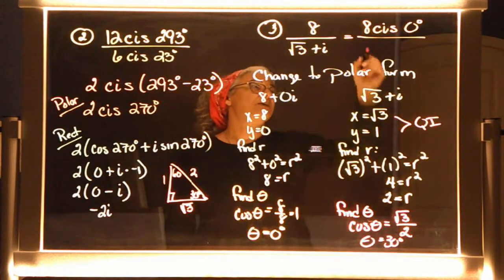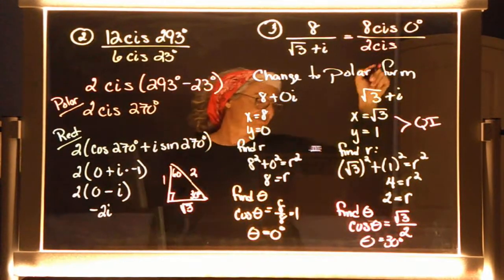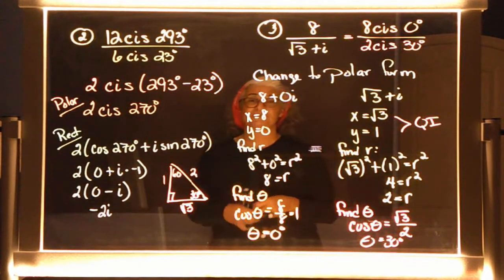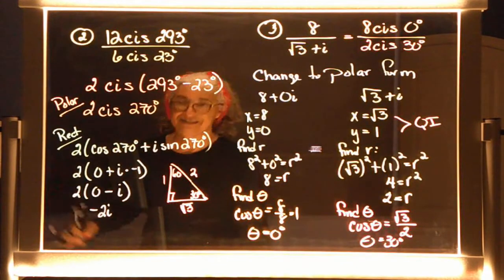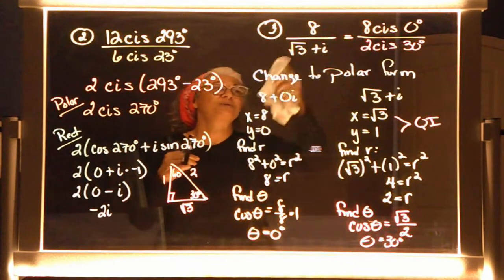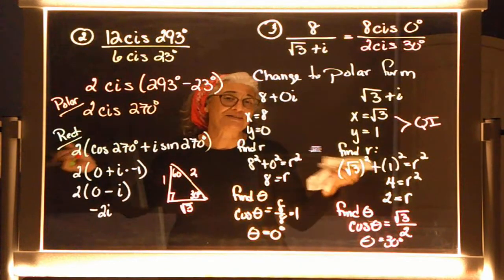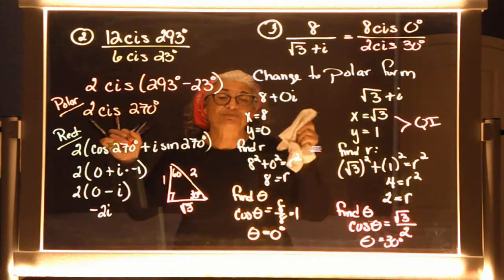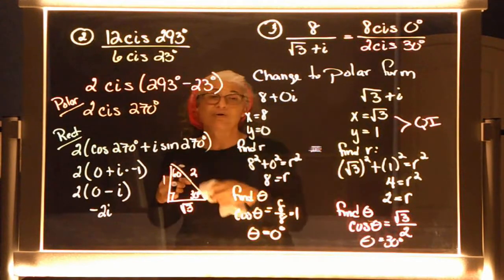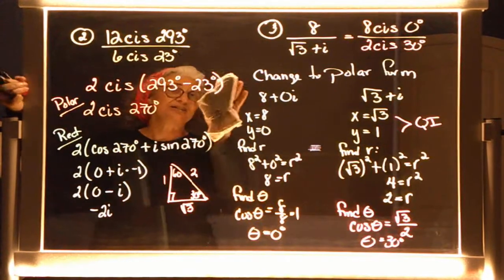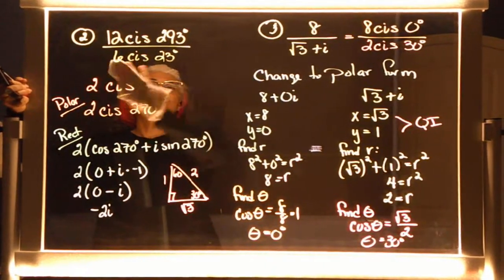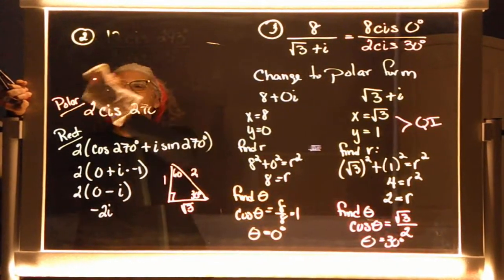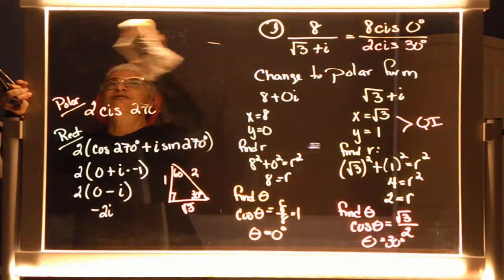So 2 CIS of 30 degrees. With me? And some of you are like, are we done? Well, wait. What was the original problem? The original problem asked me to divide, but I don't know how to divide complex numbers in rectangular form. I do know how to divide them in polar form, so we changed them to polar form, didn't we? Okay, so now that they're in polar form, can I do the division? Yes, I can. Clearly I'm just getting myself some board space here.